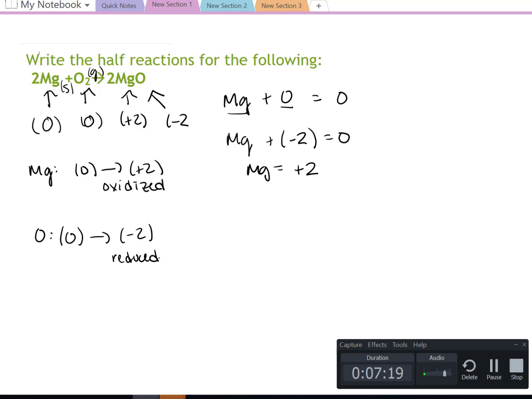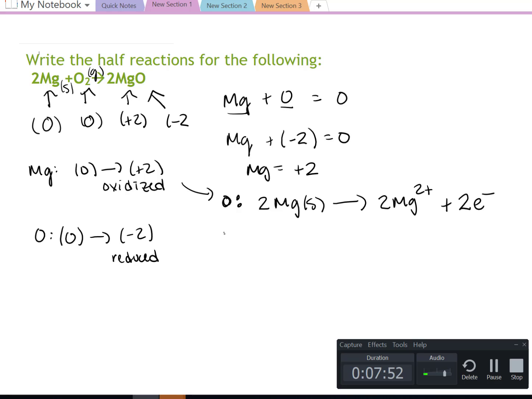Then in order to write half reactions, we'll put O for oxidation for a half reaction. What's happening is we have 2 magnesium, and this is solid. Then it becomes 2 magnesium 2+, and we're losing 2 electrons because it went from 0 to +2.